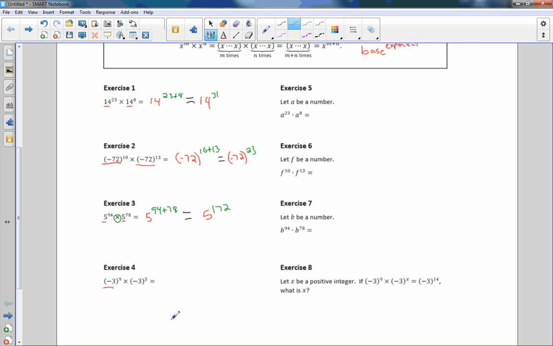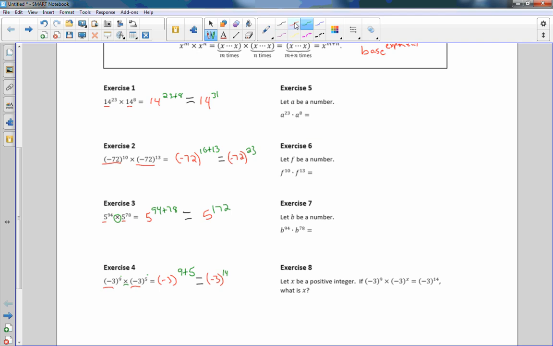Exercise 4, the base is negative 3, the base is negative 3. It's in parentheses, so it's got to stay in parentheses. I explained that in lesson 1. And the exponent is 9, and the exponent is 5. And when we're multiplying, we add exponents, 9 plus 5. So my answer is going to come out simplified. It's not the answer, it's a simplified form. Negative 3 to the power of 14.